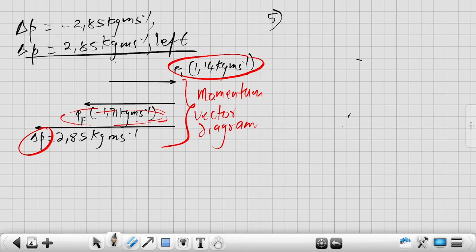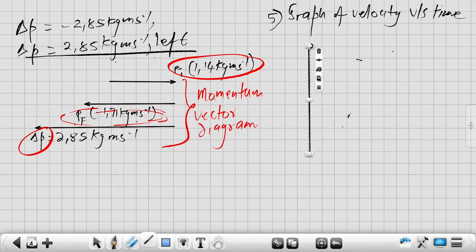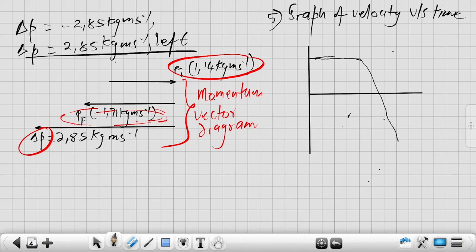And then at number 5, we have the graph of velocity versus time. So for the graph of velocity versus time, I'm going to draw a line also. We'll have something like this. And let's have a line here also. Then I'm just going to go freehand for the sake of time. Then I'm going to have this part here, and then this part here, and then this part here. So I'm going to explain each and every one of them.